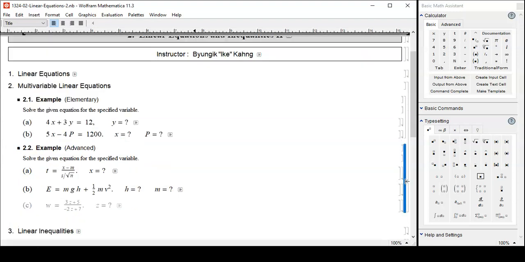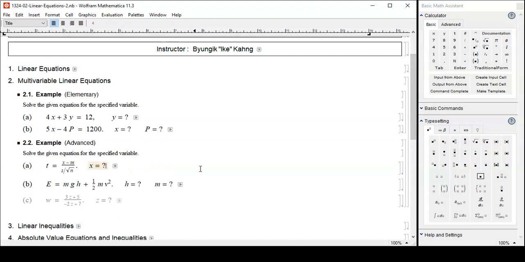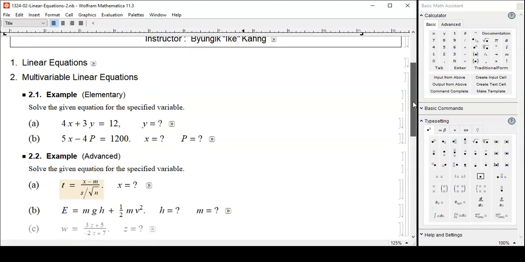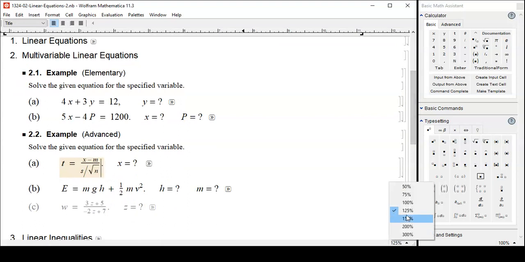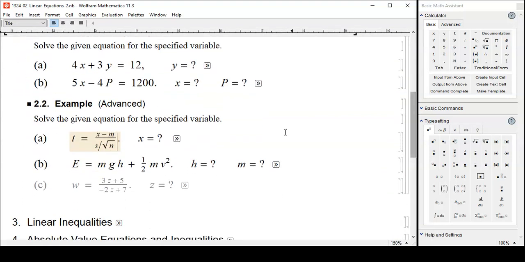Even more advanced examples include more than two characters. Here's an example. T is, we need a bigger font. Even bigger. Okay, that's better. T is x minus m over s over square root of n. What is x in terms of the other characters? By the way, this expression here is very, very important in statistics.